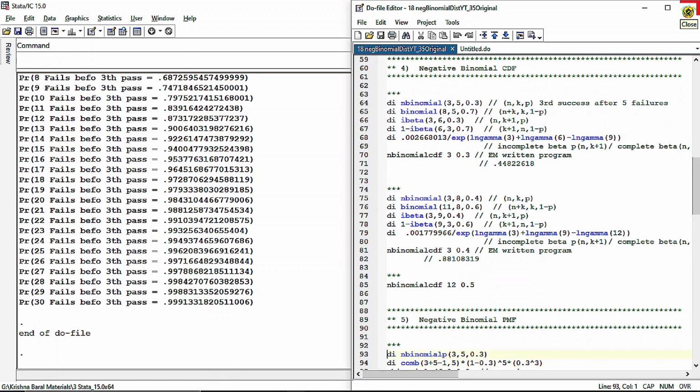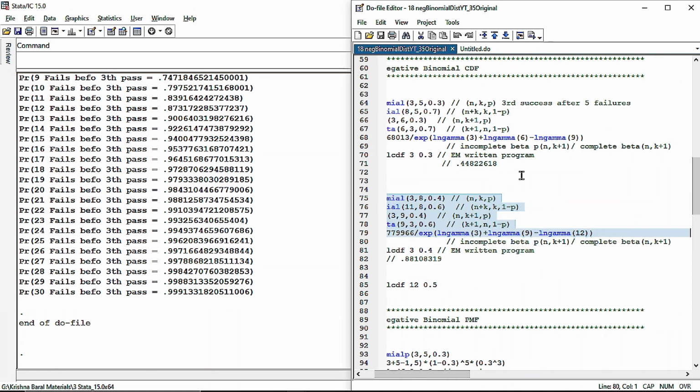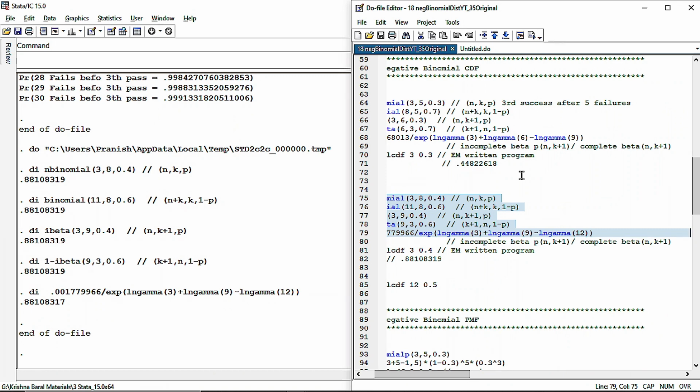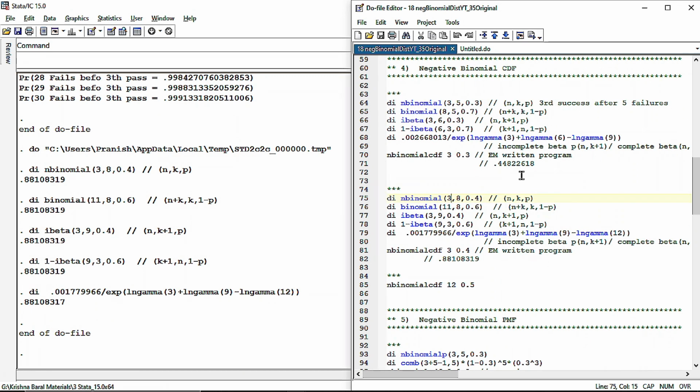Now let us move to another example. This time we are going to increase the success rate from 30% to 40%. The probability of success is 40%, and we want to find the probability of getting the third success exactly after 8 failures. We have calculated it using the negative binomial, the incomplete beta function, as well as the incomplete divided by the complete beta function. So this is how we calculate the CDF of the negative binomial distribution. Let us see what the probability is. We get a probability of 88%. So the probability of getting the third success exactly after 8 failures is 88%.